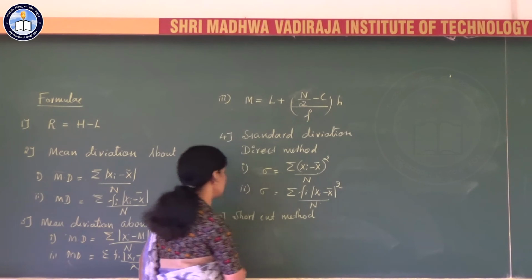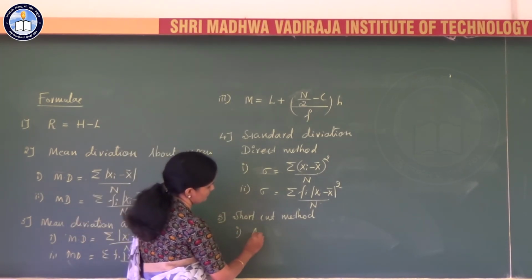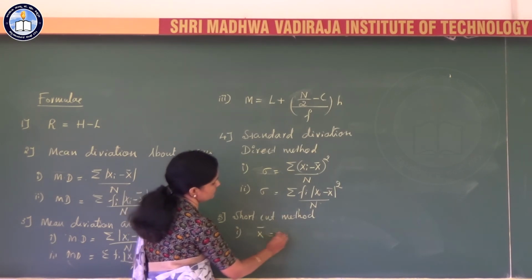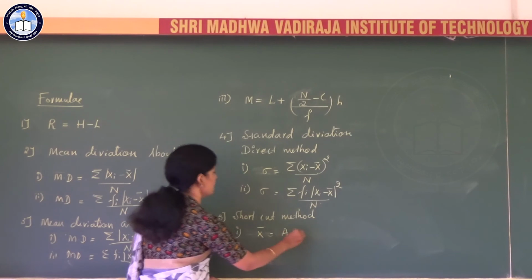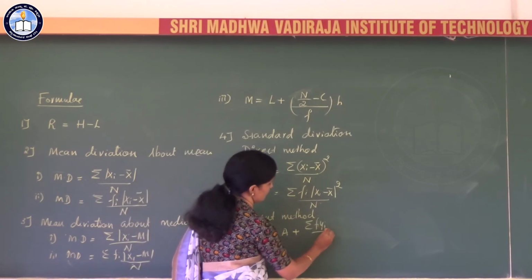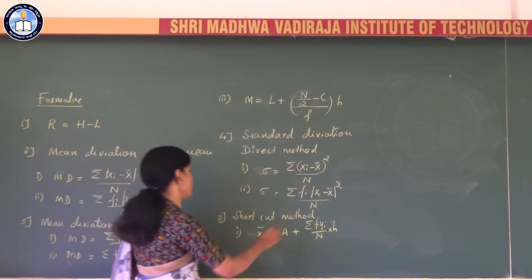So in the shortcut method, we will find the actual mean by using the assumed mean. So actual mean is equal to assumed mean plus sigma fi divided by n into the height of the class interval, or the common term.